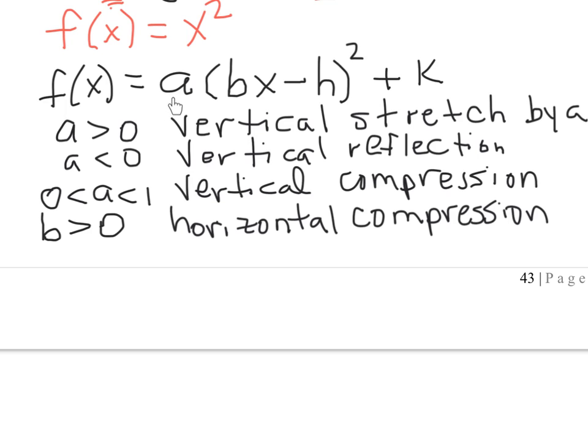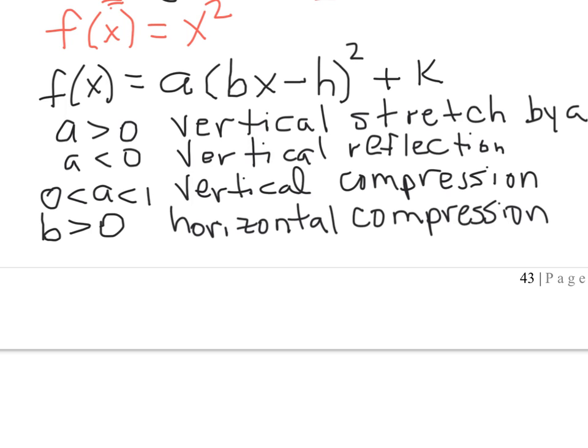Okay, over here with A, we had a stretch when A was greater than 0. But inside the parentheses, guess what's happened? We have a compression when B is greater than 0. Oh my goodness, let's get really confused. All right, just remember that insiders lie. And whatever you think is supposed to happen in here, it's really the opposite operation. So if B is greater than 0, it's actually going to compress the graph.